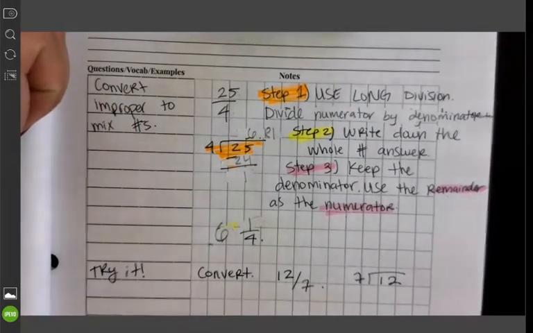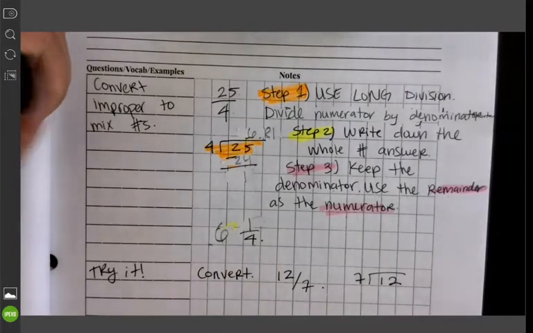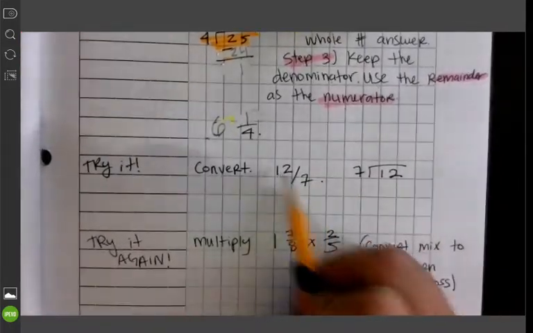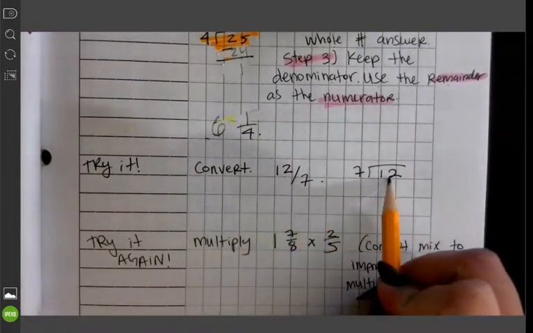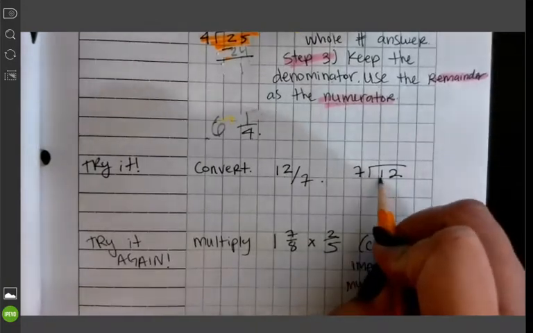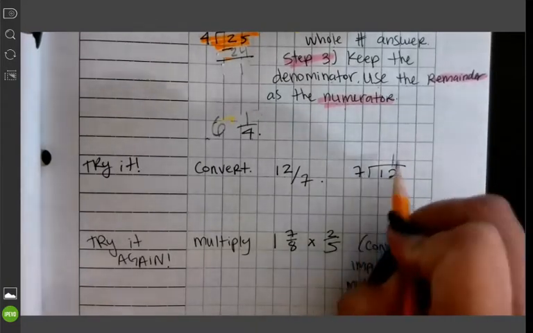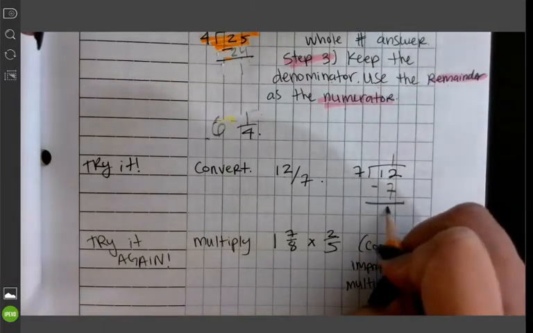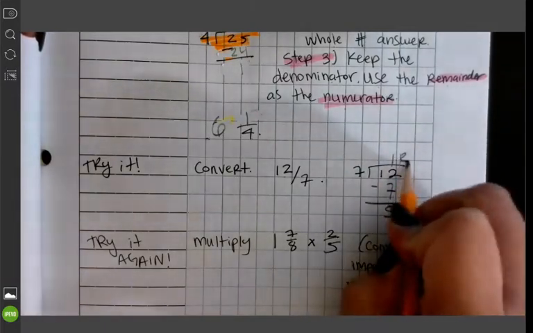Let's try it. I think instead of a try it, we'll end up just doing it together because it's important to just do it together. So we're going to convert 12 sevenths, where 12 goes on the inside and 7 is on the outside. So 7 goes into 12 one time. 7 times 1 is 7. 12 minus 7 is 5. So I have a remainder of 5.